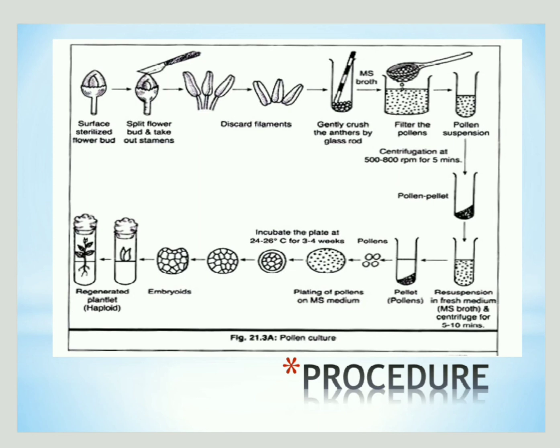Then we plate the pollens in the MS medium. Then we incubate that plate at 24 to 26 degrees for 3 to 4 weeks. After some time we will see the embryos. Then we can see the regenerated plantlet, or the haploid.